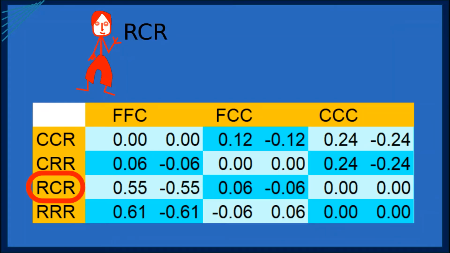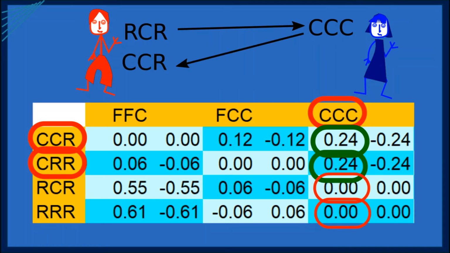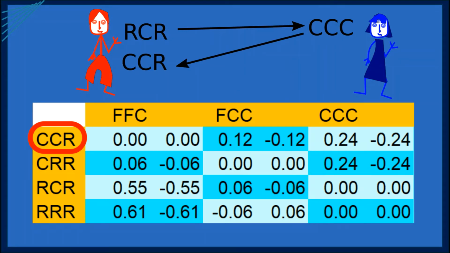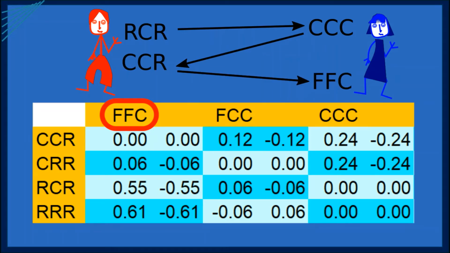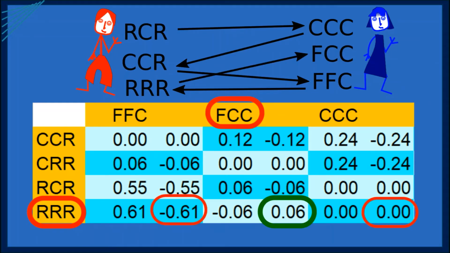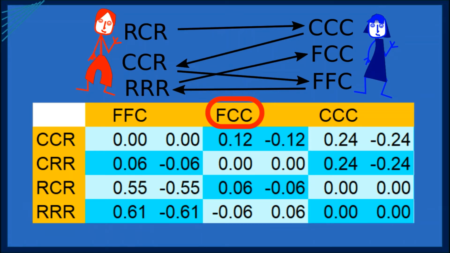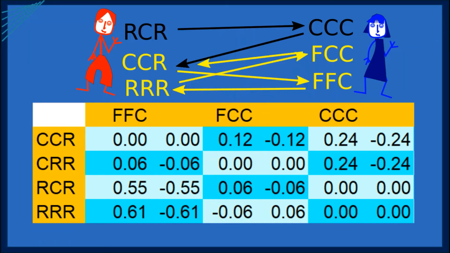For instance, Baz's best response to Anne's RCR is CCC, Anne's best response to Baz's CCC is CCR or CRR, Baz's best response to Anne's CCR is FFC, Anne's best response to Baz's FFC is RRR, Baz's best response to Anne's RRR is FCC, Anne's best response to Baz's FCC is CCR, but we have been there already. We are running in circles. In fact, and unfortunately, the game does not have a Nash equilibrium, in pure strategies at least. So we need to proceed to mixed strategies.